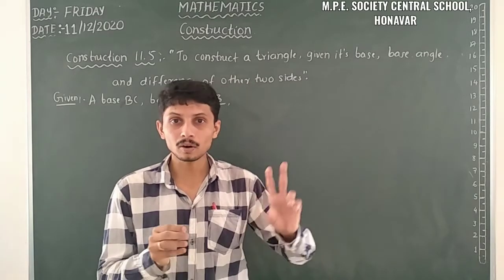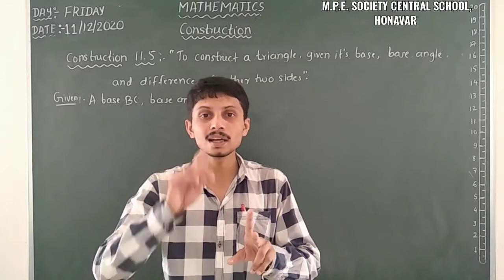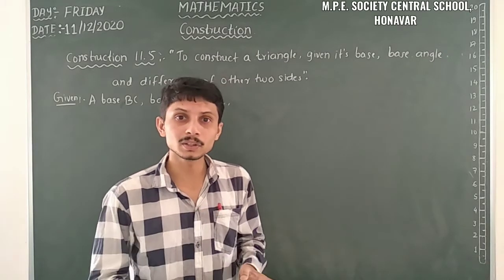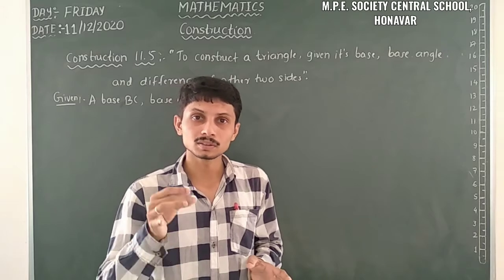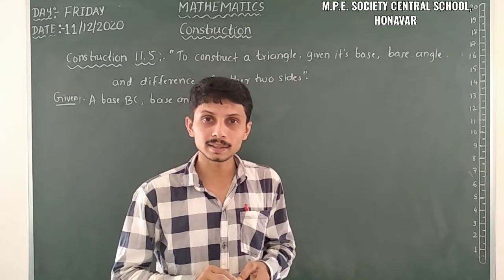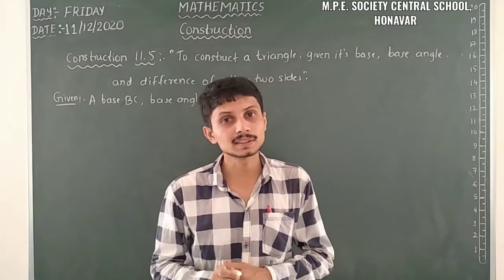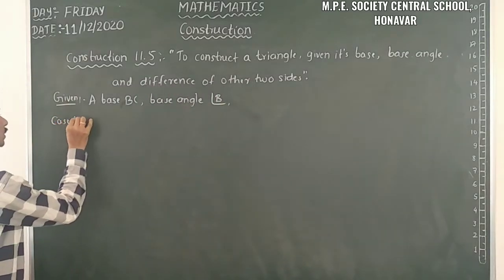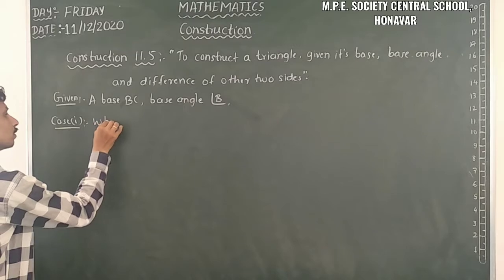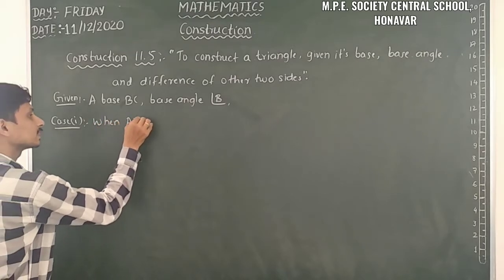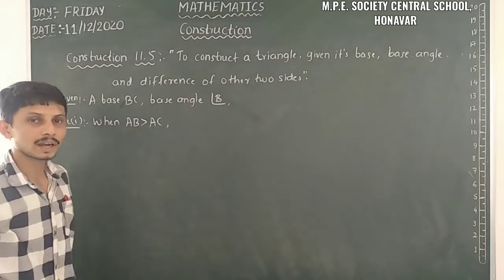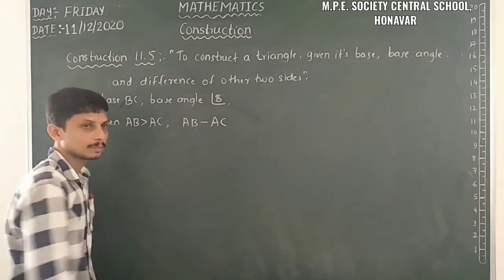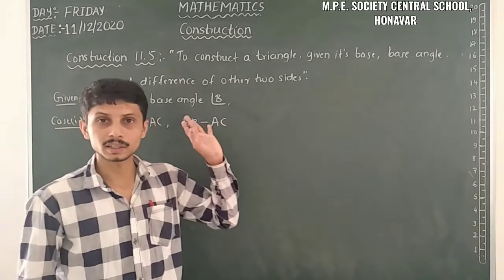So we have two cases: AB is greater than AC, and AC is greater than AB. These are two separate cases. In this video we will discuss the case when AB is greater than AC, where we take AB minus AC. So first I will take case 1: when AB is greater than AC, we take AB minus AC here.